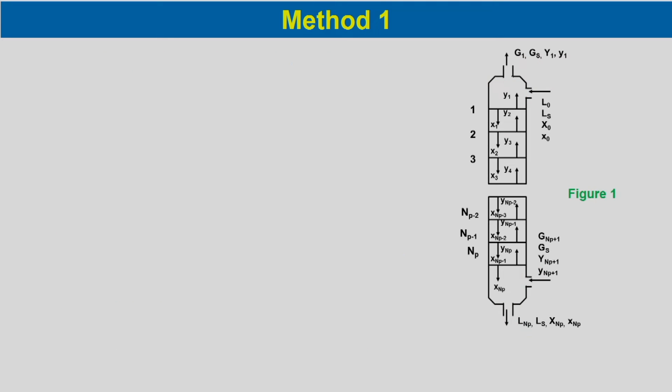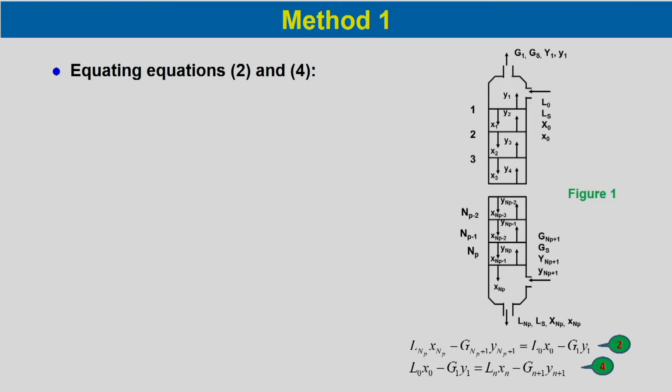Now, from equations 2 and 4, so 2 is this one and 4 is this one, if we equate them, L naught x naught minus G1 Y1 we can substitute from equation 4 in equation 2, and we will have L n x n minus G n plus 1 Y n plus 1 equal to L N P into x N P minus G N P plus 1 into Y N P plus 1. So, this is equation 5.